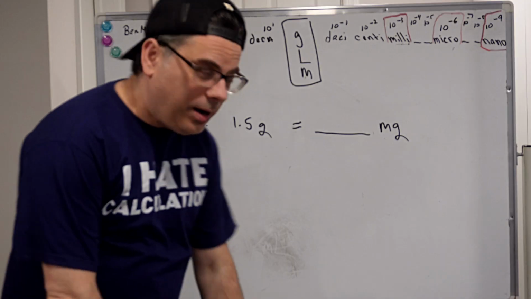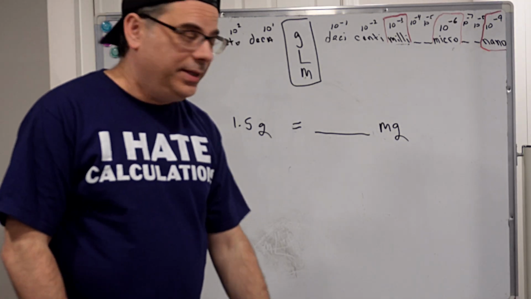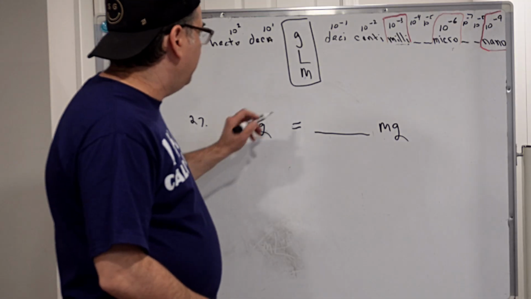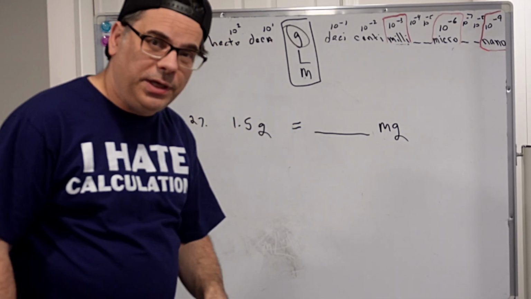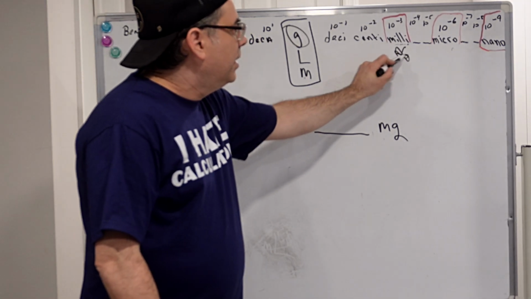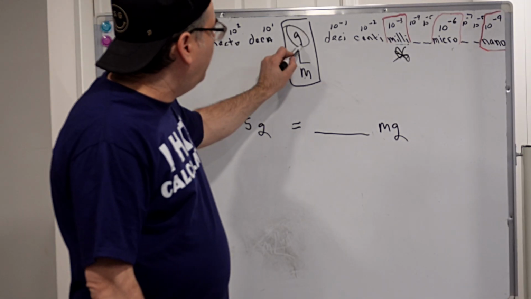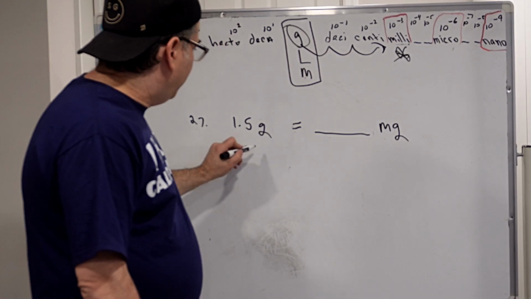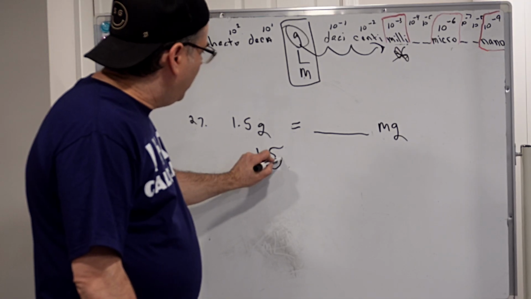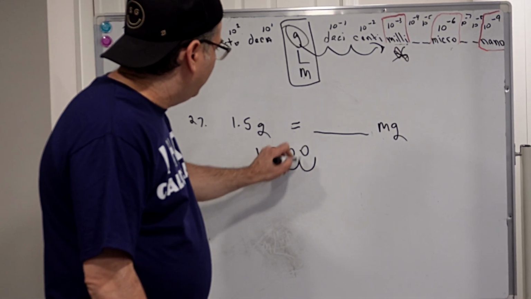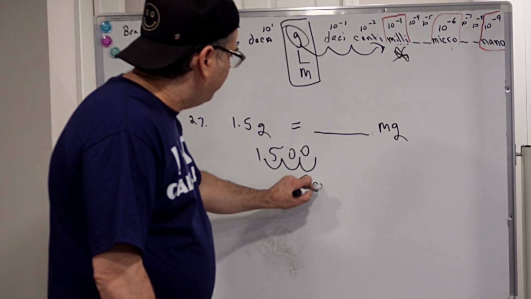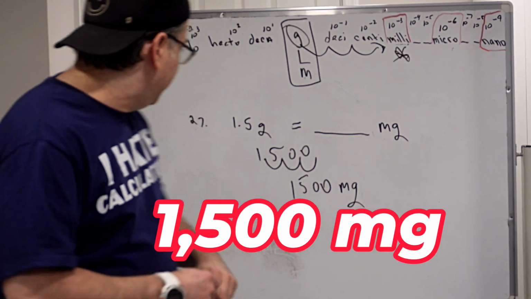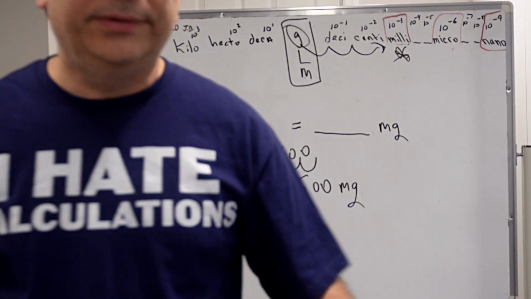Okay, we are at question number 27. 1.5 grams is equal to how many milligrams? So grams is over here, your base unit. Milligrams is over here, 10 to the negative 3. So we go 1, 2, 3, three to the right. So 1.5, 1, 2, 3. We have 1,500 milligrams as the answer. All right, next question.